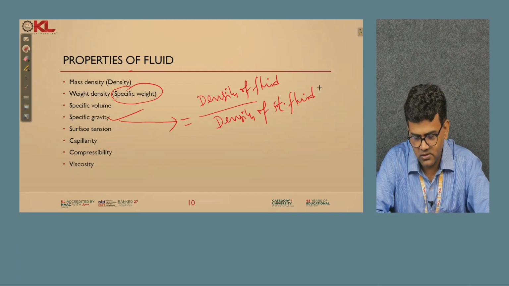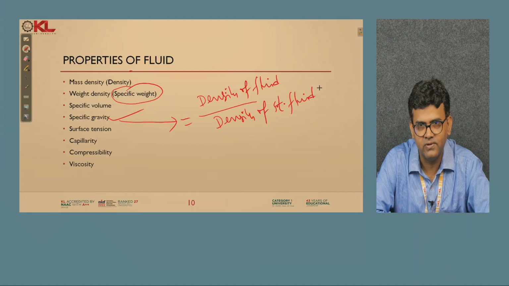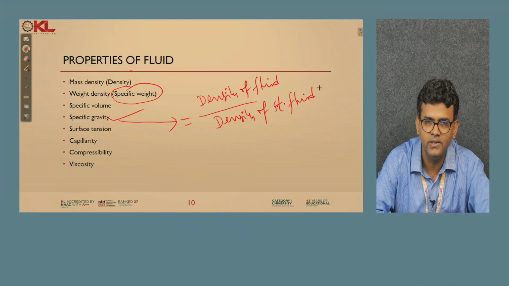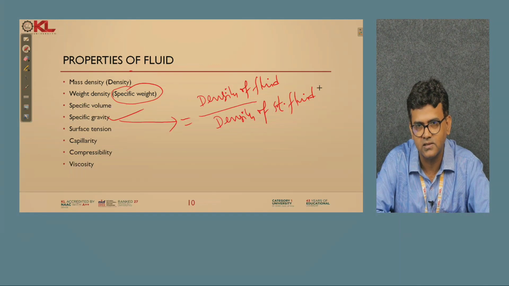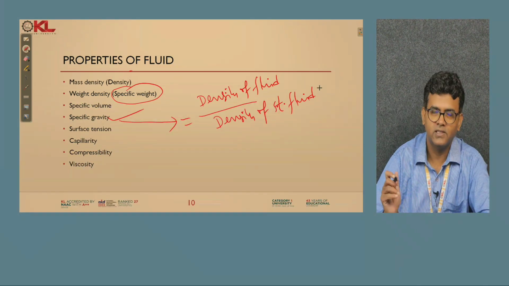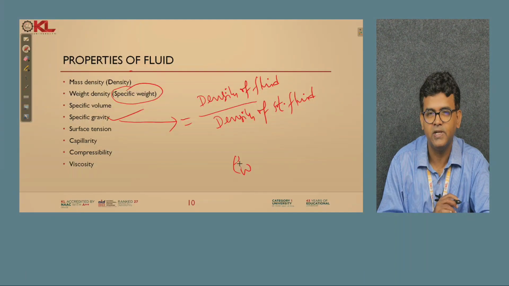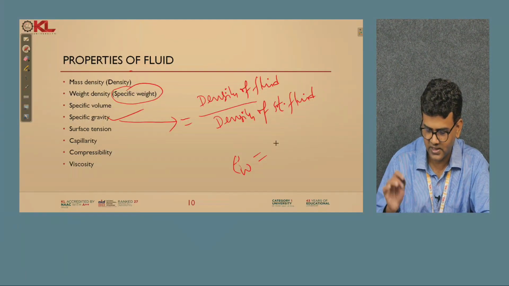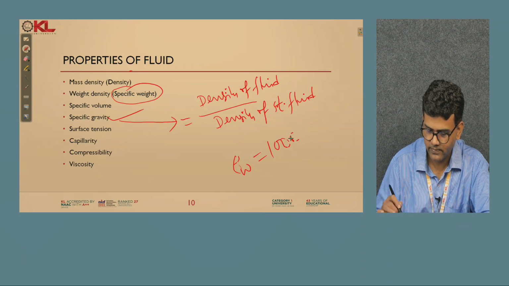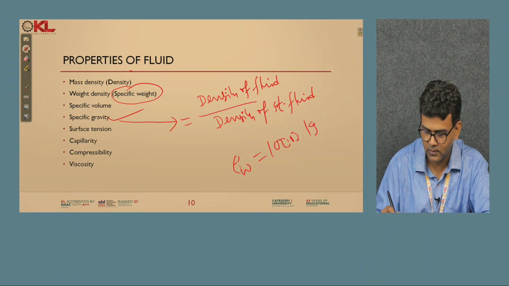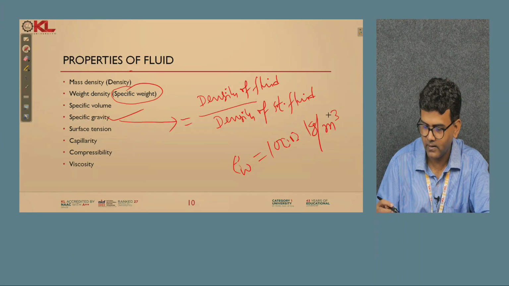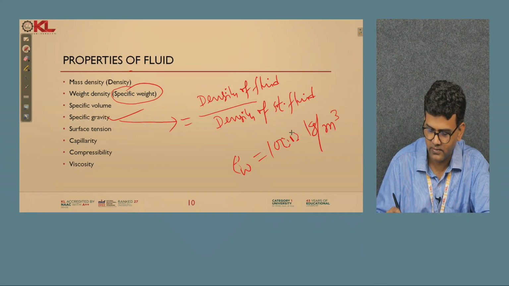Or sometimes it is also called the density of the reference fluid. Reference fluid or a standard fluid is taken as water in case of liquids and air in case of gases. For water, the standard density, rho W, the density of water, is taken as 1000 kg per meter cube.